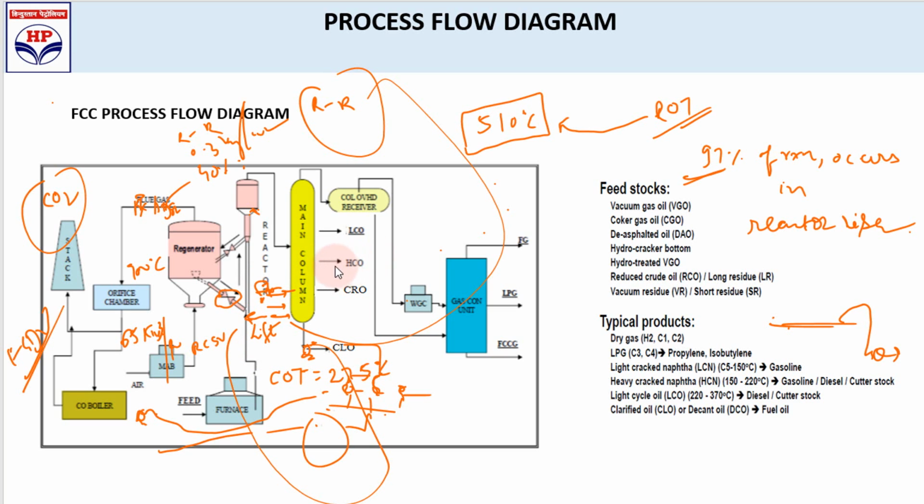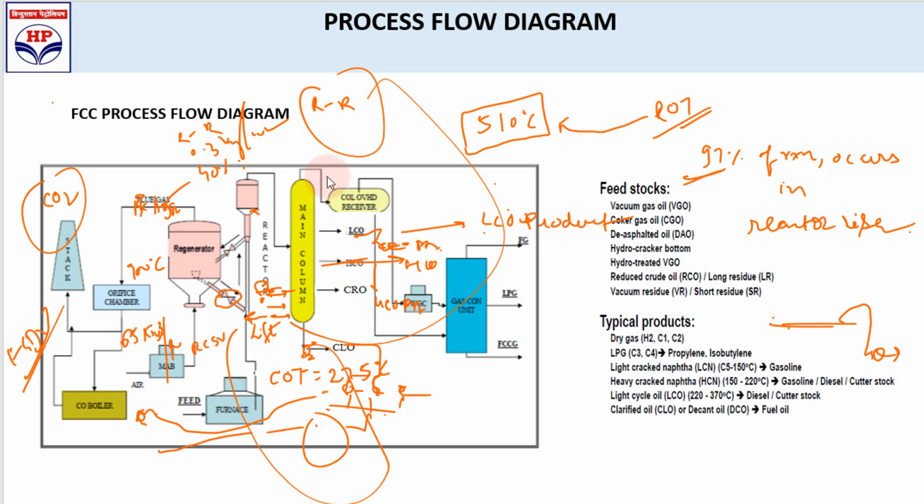Similarly with HCO, one stream goes for the HCO pump around, and another is the HCO product. The HCO product goes to the HCO stripper, we strip it off, then it goes to coolers and from there directly to rundown as diesel, or we send it to the DHDS or DHT unit for hydrotreating. Similarly LCO, we get an LCO pump around and LCO product.